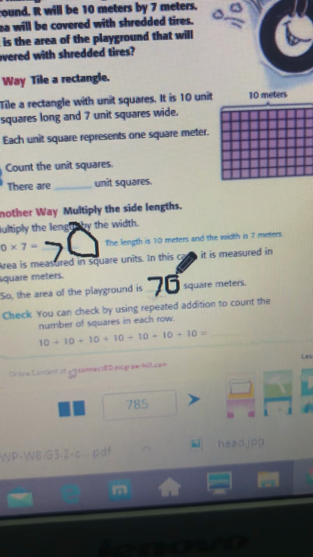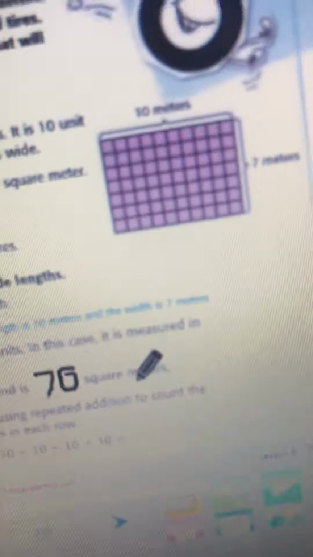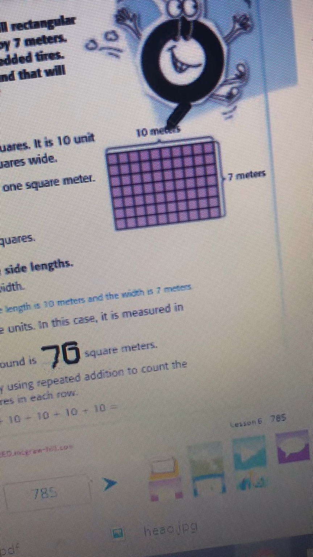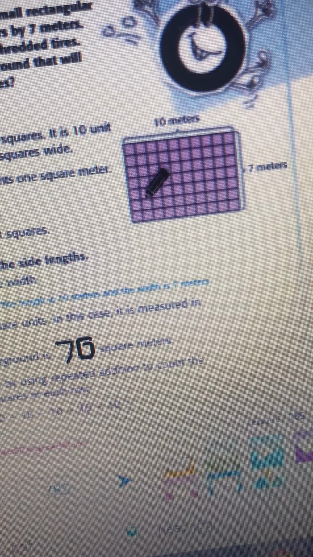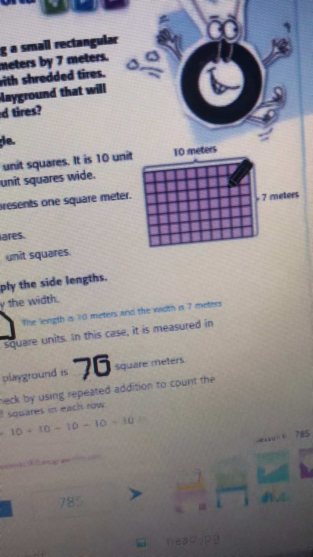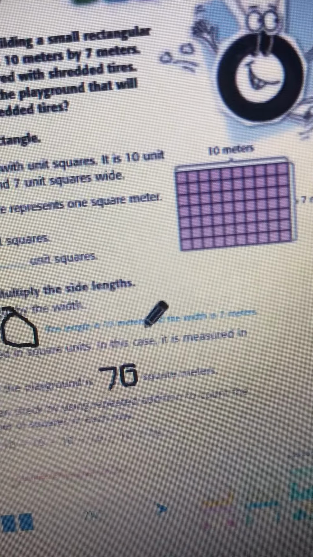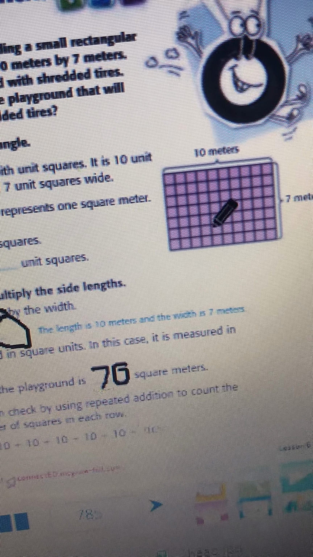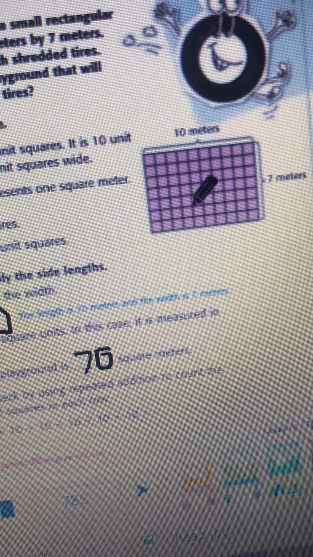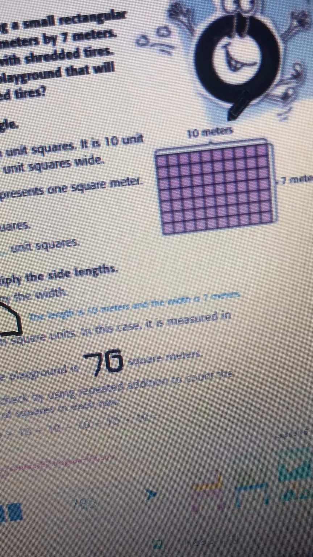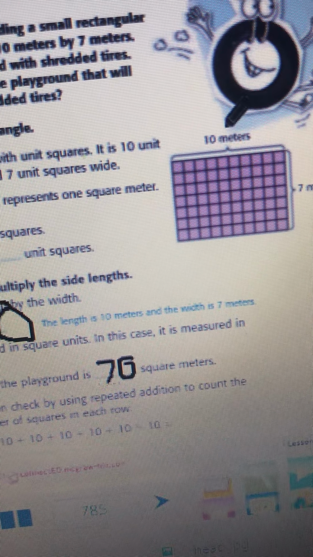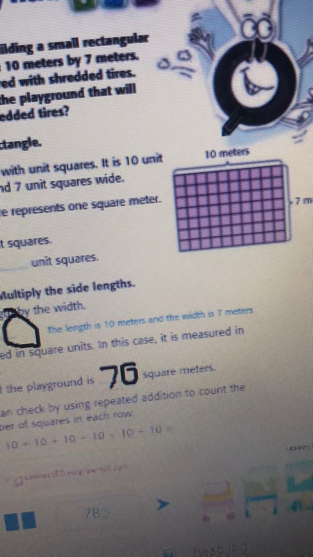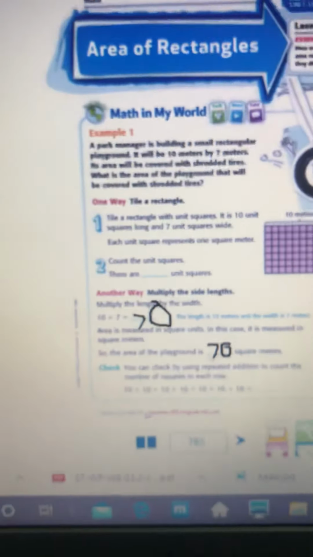Okay, this is 70. Now, in area, we call it square meters because the unit is meters, and I told you we are talking about the squares. So your final answer would always be, for example, 70 square, because there are squares inside. There are 70 squares, and then you will write the unit, which is meter. You can use kilometer, centimeter, or meter, but for this given, we will use meter. Let's have more examples for you to fully understand.